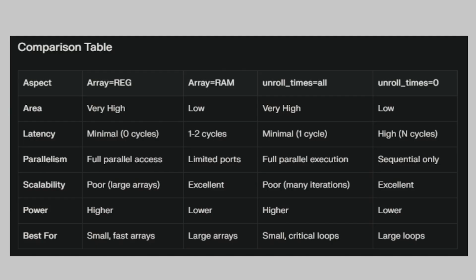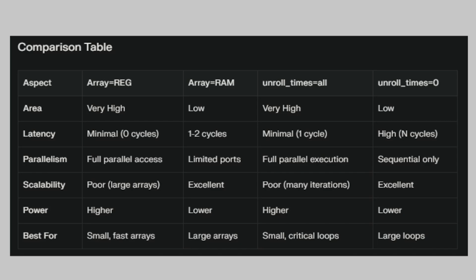And once the HLS sees these statements one after the other, it will parallelize them and execute all the statements of each iteration in parallel. However, if you don't unroll it, everything will be performed sequentially.